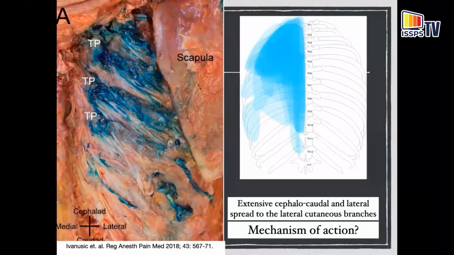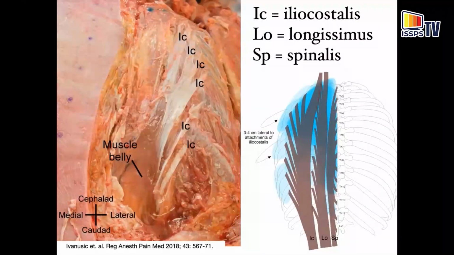Again, posterior spread was predominant, and it involved the extrinsic and intrinsic muscles of the back. There was quite extensive spread laterally. The spread laterally was probably contained by the iliocostalis muscle. But in some cases, the spread was so lateral, it went as far as the attachments of the serratus anterior muscle. So there was extensive spread, lateral and cephalocaudad, following 20 mils of injectate.